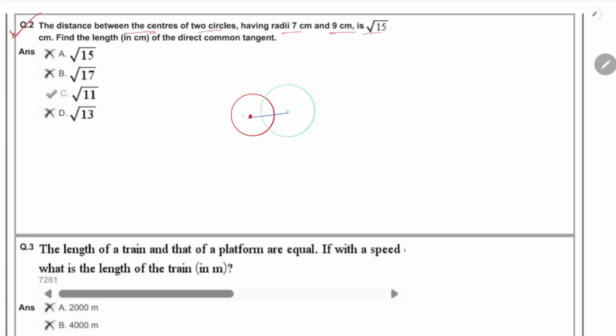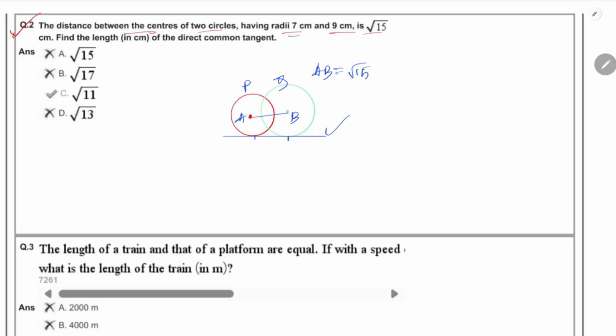So this length, if we say AB, is equal to root 15. On the other hand, the radii for the circles, if we say this is circle P and Q, this is 7 cm, and for Q this is 9 cm. So find the length of the direct common tangent. We have to find the direct common tangent length. So suppose this is a common tangent, so we have to find the length of this.